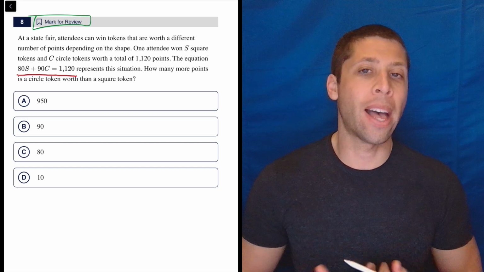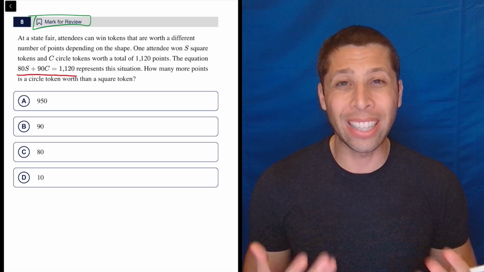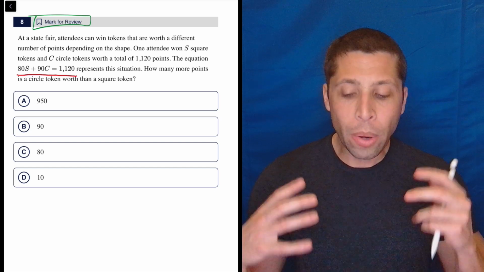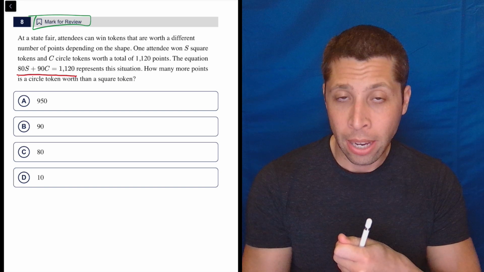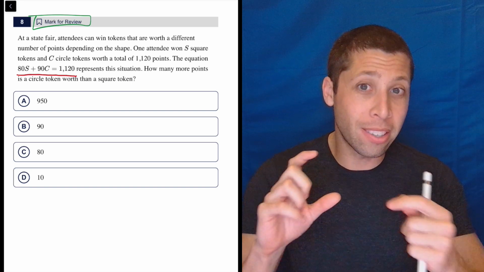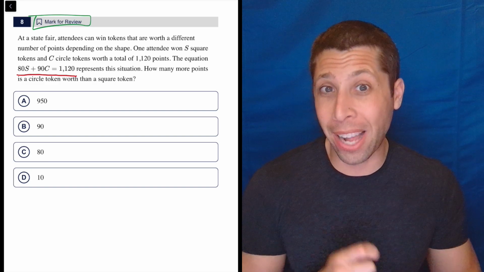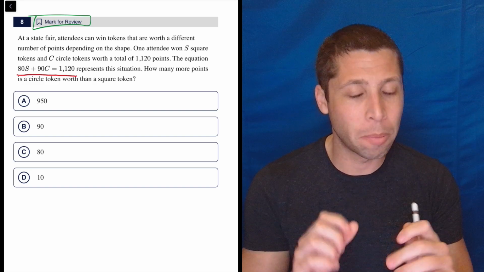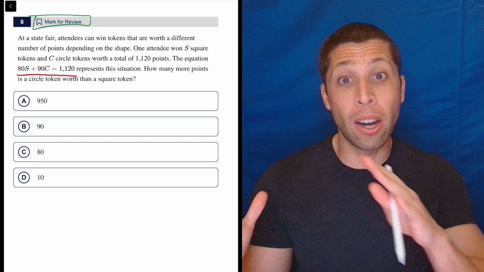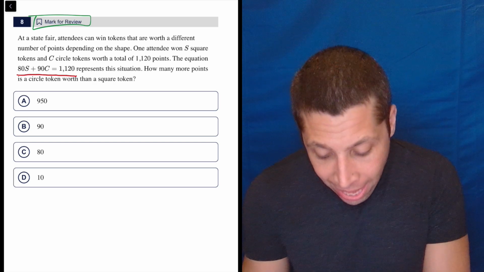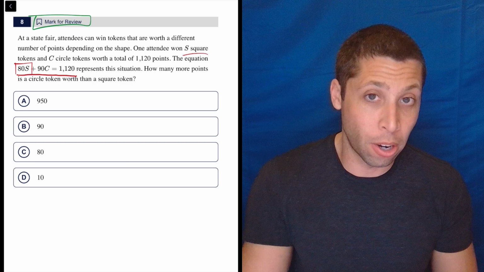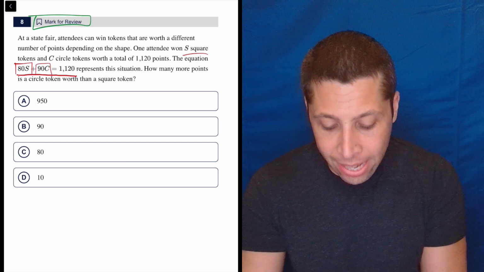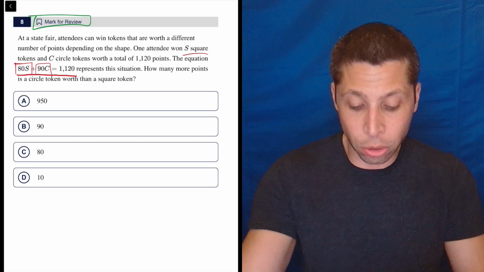Well, whenever we have an equation, I guess it's specifically got to be a linear equation, when we multiply something by a variable, that's kind of like a rate. Now, I don't want to use the word slope here because this is not in y equals mx plus b format, so slope is kind of getting lost in all of this, but it's still a rate, and it's the rate for that item. So the 80 is the rate for the S's, which we know are the square tokens, and 90 is the rate for the circle tokens.